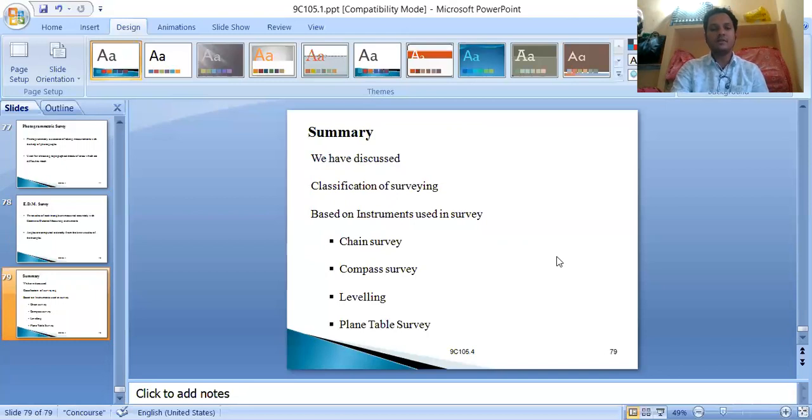In the next class, we will discuss chain surveying in detail.